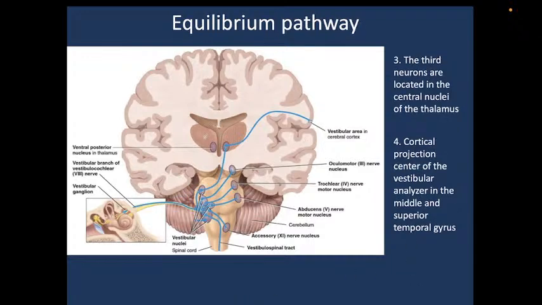And the cortical pathway goes through the thalamus. It contains the third neurons located in the central nucleus of the thalamus, and the central vestibular area, or vestibular projection center, is located in the temporal lobe of the brain.